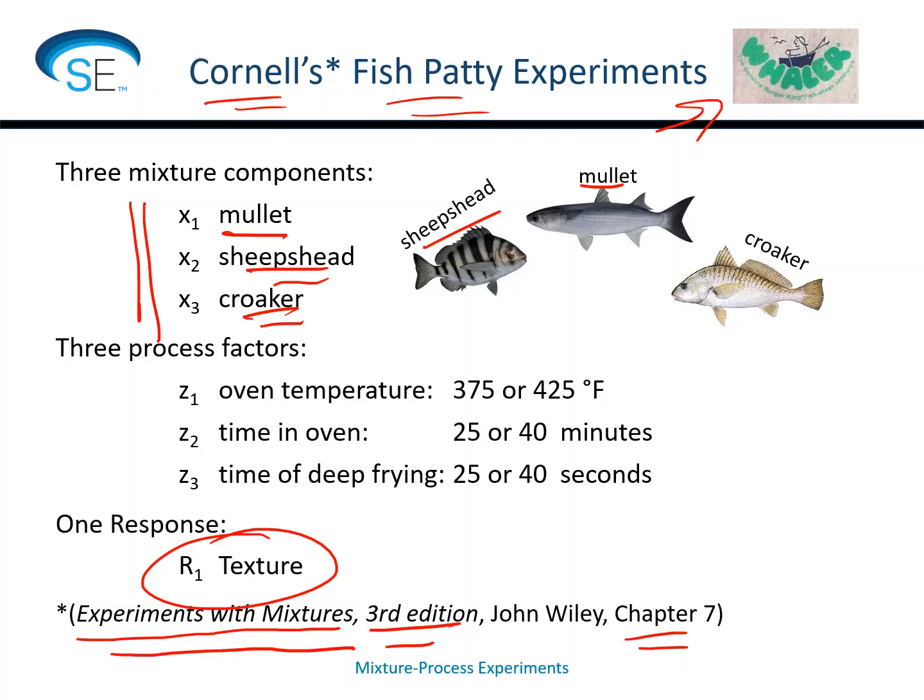But it turned out that the texture was fixed in large part not just by the composition of the mixture but also by how it was processed: oven temperature from 375 to 425, time in the oven from 25 to 40, and time of the deep frying from 25 to 40 seconds. So let's take a look at the elements of this experiment.